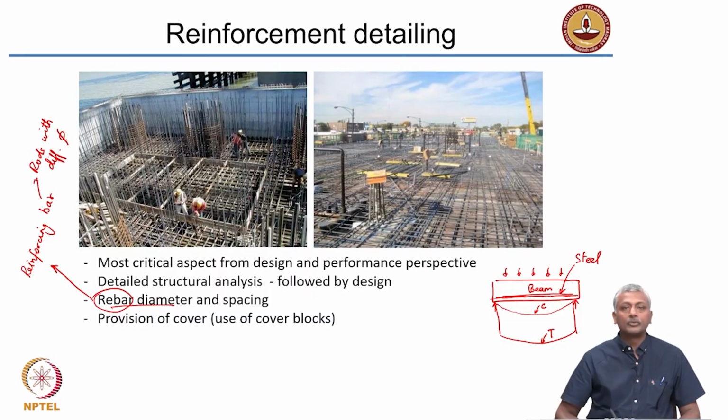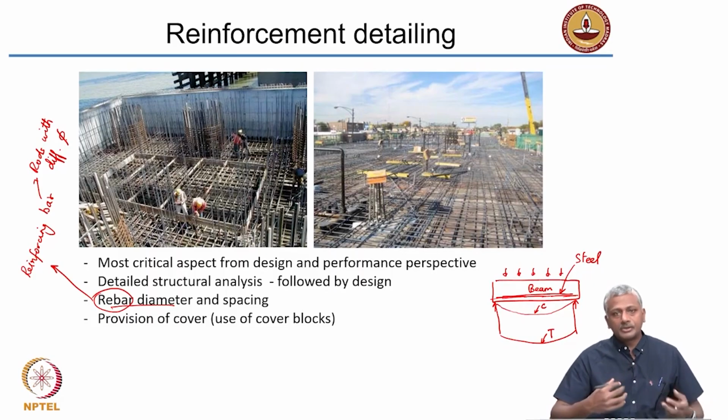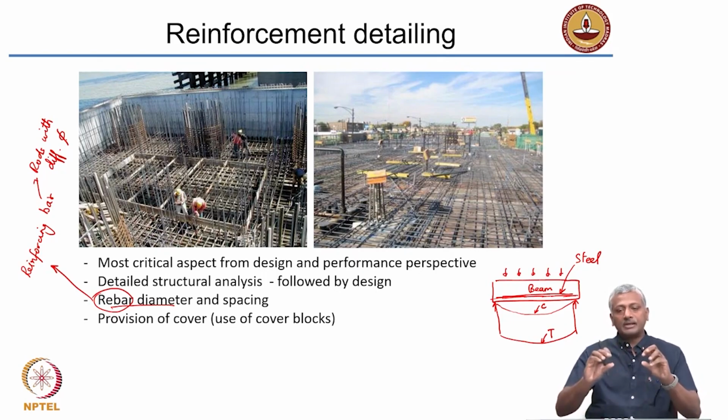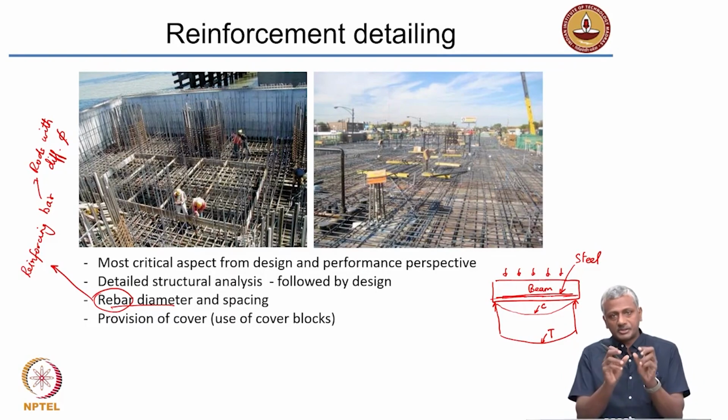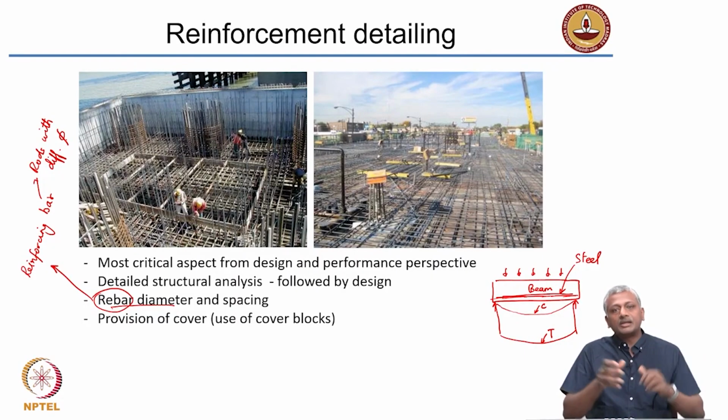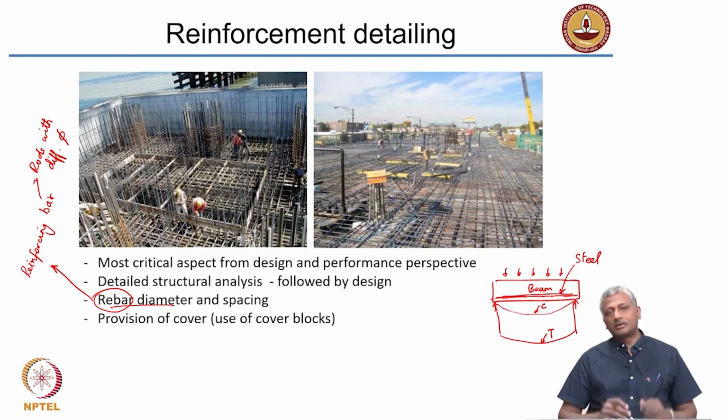Depending upon the capacity required, you may choose a larger diameter or a smaller diameter. So you have rebar diameter and spacing. So how frequently are they placed in a given cross section? What is the spacing between the rebars? That will be determined by how much tensional capacity you need to bring in the cross section.